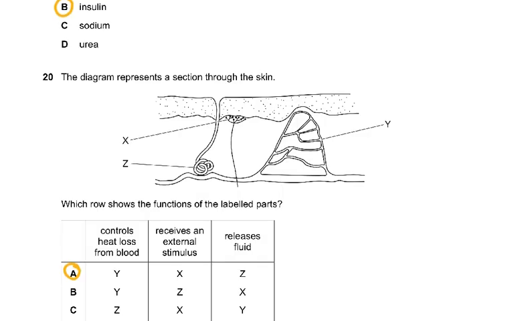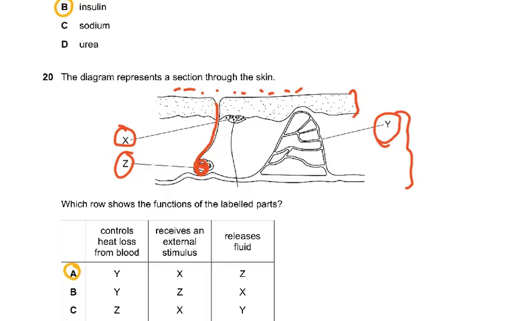Then coming on to question number 20. The diagram represents a section through the skin. So what are we looking at? We're looking at this part, which is the epidermis, and then we've got the dermis. Which row shows the functions of the labeled parts? So now Z, as we all know, is the sweat gland, and then it's got the sweat duct. So this is the sweat gland, and this is the sweat duct, and the sweat comes onto the surface of the skin here. And then this is some sort of nerve or receptors. And then this is of course the capillary network, which we are seeing here.